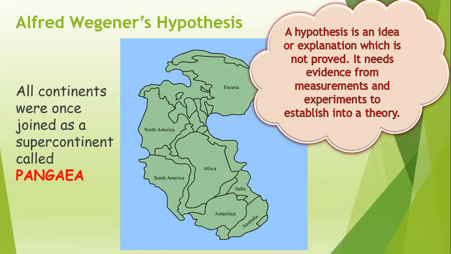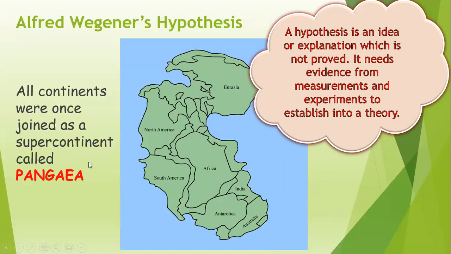Okay? At the beginning, when you're just working on something, it is your hypothesis. So this one was a hypothesis of Alfred Wegener. Now let's study what his hypothesis was. Alfred Wegener's hypothesis was that all continents were once upon a time joined together as a supercontinent called Pangaea.